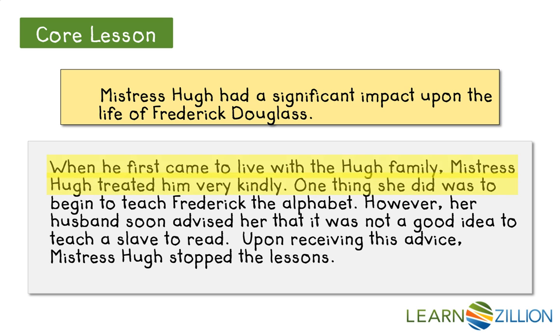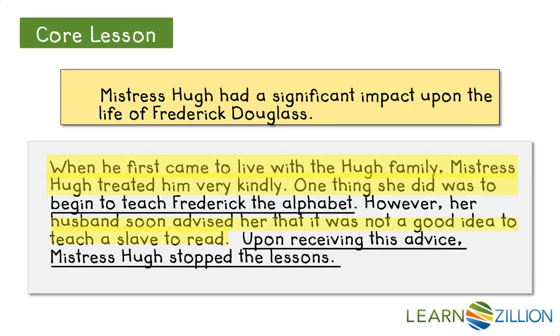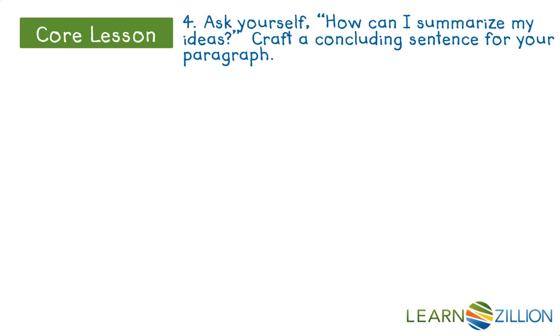The first sentence gives background information for the reader. The next sentence tells specifically how Mistress Hugh interacted with Frederick. The next sentence gives more background information and sets the stage for the last sentence, which gives more specific information about the interaction between Mistress Hugh and Frederick. I believe at this point that I'm ready to move on to the final step of the process for writing a paragraph. Ask yourself, how can I summarize my ideas? Craft a concluding sentence for your paragraph.